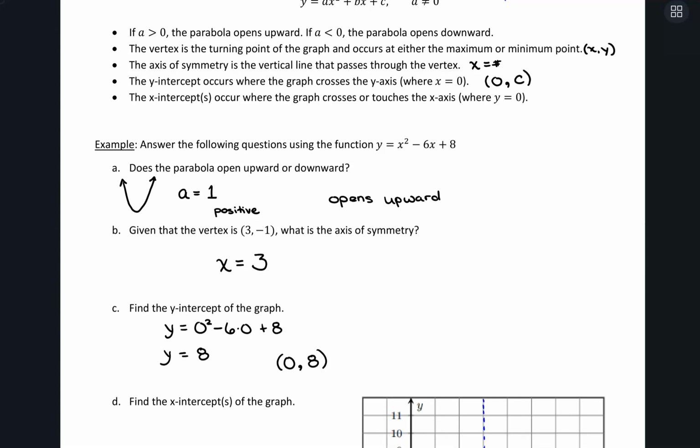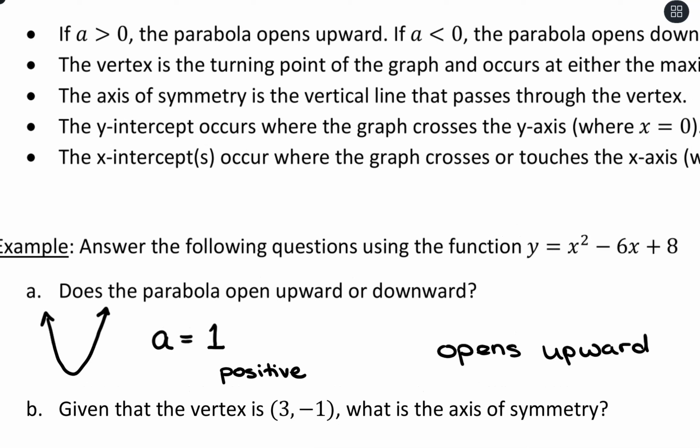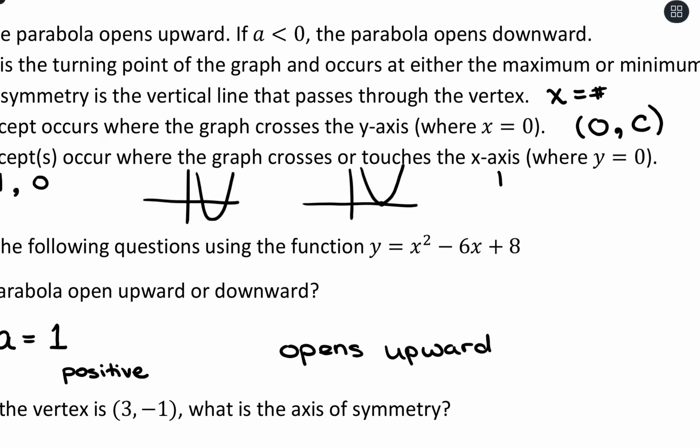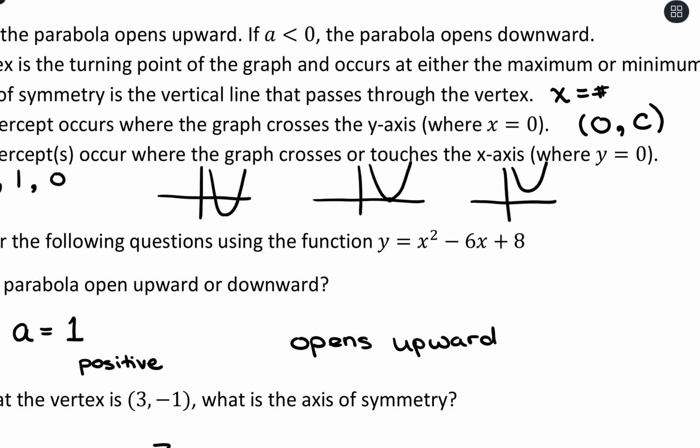The x-intercepts occur where the graph crosses or touches the x-axis. So this is where y equals 0. And there's a few different cases here. We could have 2 x-intercepts, we could have 1, we could have none. The case where there's 2 x-intercepts comes through when we cross the x-axis twice. 1 x-intercept is where the vertex is on the x-axis, so we're just touching once. And then we could have the case where we don't have any, where the parabola is kind of floating above and never crosses the x-axis. So those are our scenarios there.